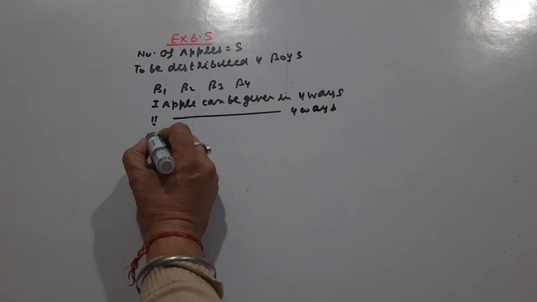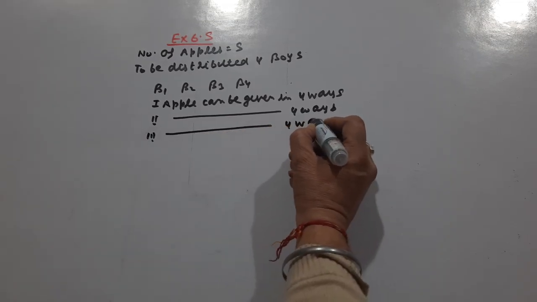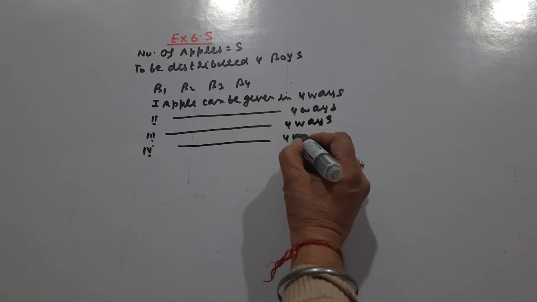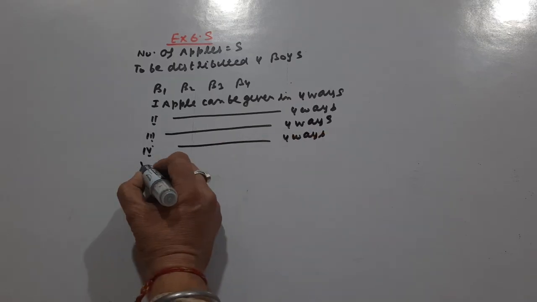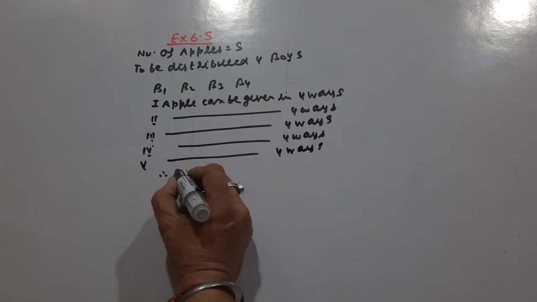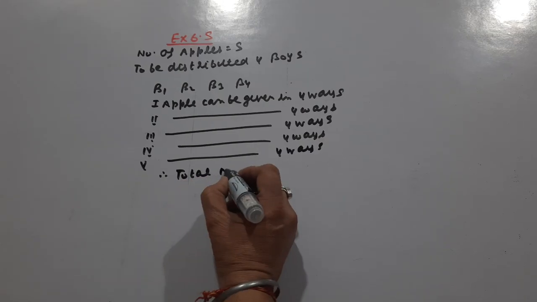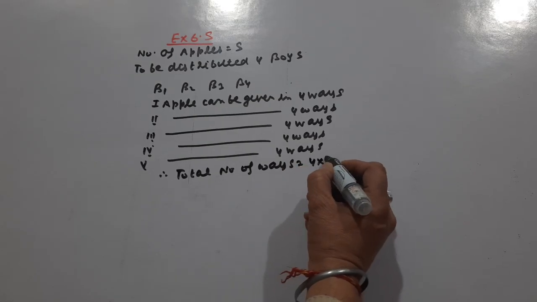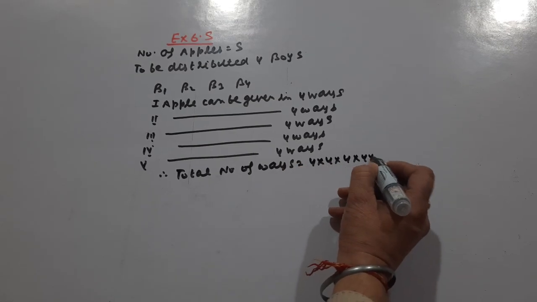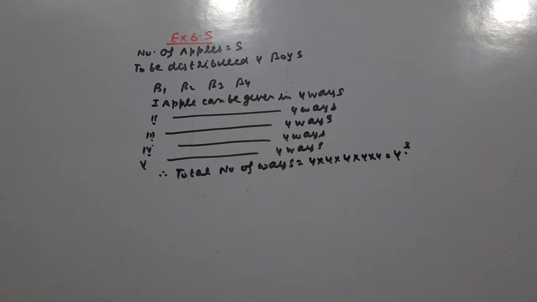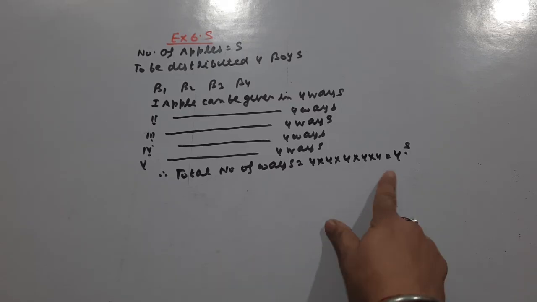Similarly, the third apple may be given in 4 ways again, and fourth apple may be given again in 4 ways, and fifth again can be given in 4 ways. So therefore, total number of ways, this is equal to 4 into 4 into 4 into 4 into 4 equals to 4 power 5. So the answer is 4 power 5. So number of ways in which 5 apples can be distributed among 4 boys equals to 4 power 5.